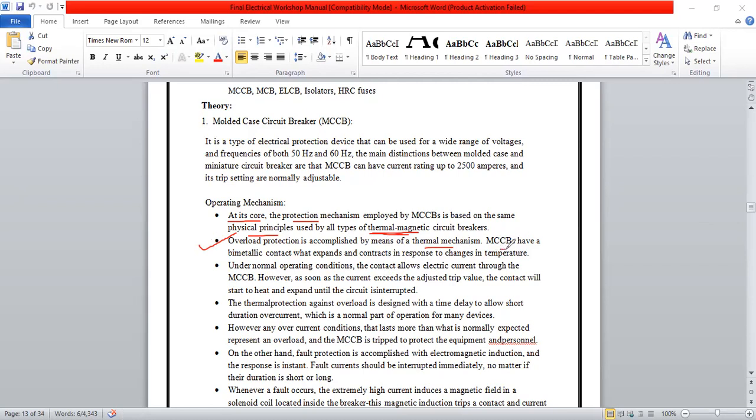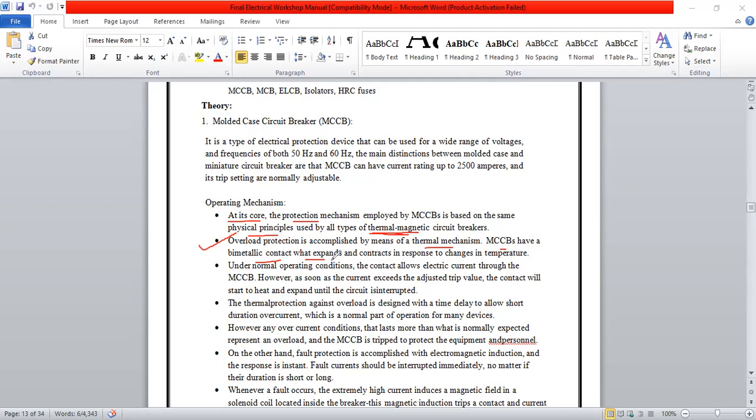Now the MCCB has a bimetallic contact which expands and contracts in response to changes in temperature. Okay, so this molded case circuit breaker has a bimetallic property, that means it will expand as well as contract, depending upon the temperature. So it has a bimetallic property.